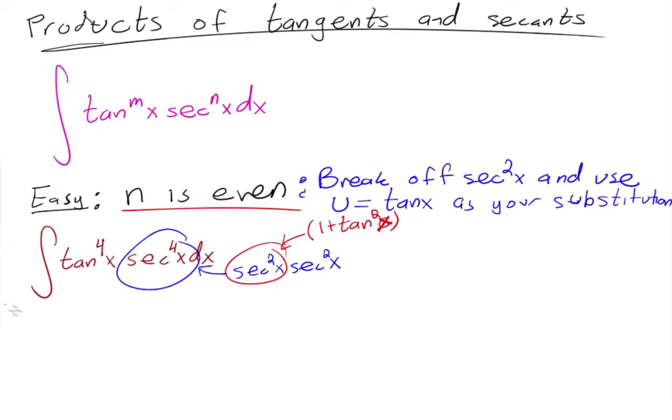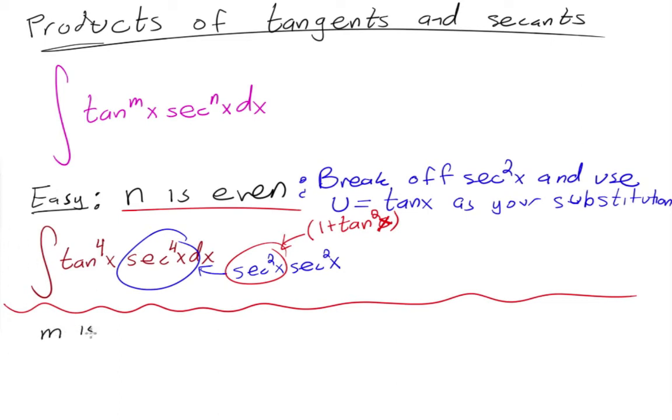So that's an easy case. Can you see another relatively easy case? m is odd. Okay, let's see if we can come up with something for that one. So if I have the integral of tangent, so let's make it odd, and then secant.